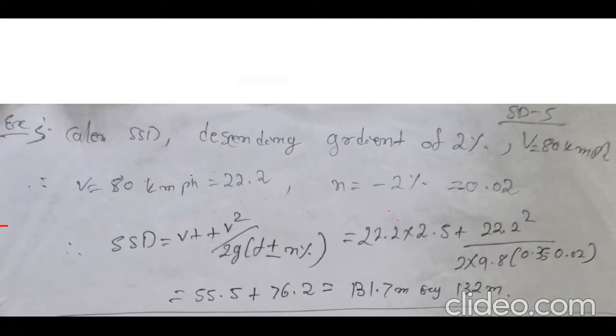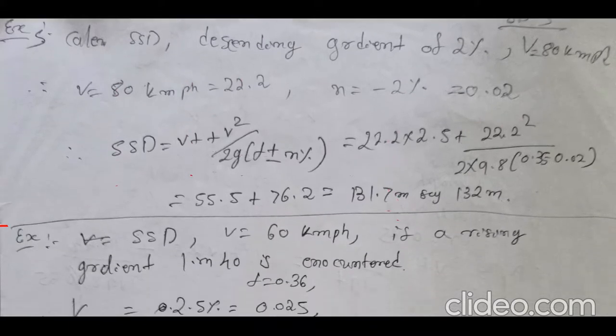Next, calculate the stopping sight distance on a descending gradient of 2%. Design speed is 80 kmph. We know the formula Vt plus V square by 2g, f plus or minus n. F we take 0.35, and for 2% because it is the downward gradient, minus 0.02. 22.2 into 2.5 plus 22.2 square by 2 into 9.8 into 0.35 minus 0.02, you will get 132 meters.